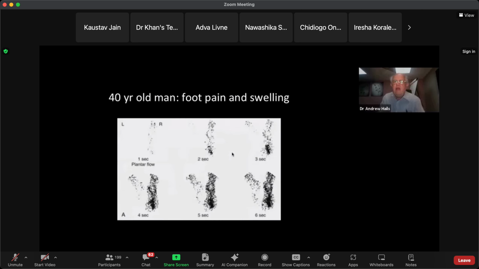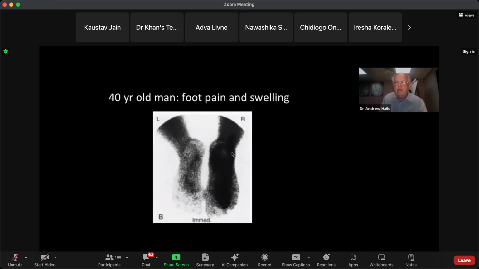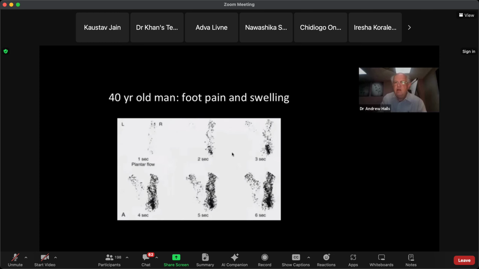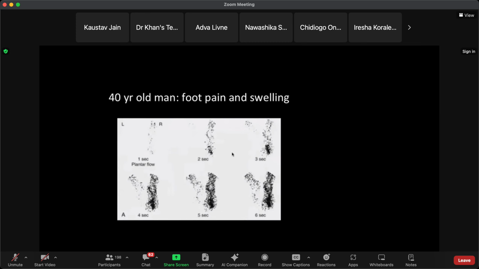Right. Okay. So, a 40-year-old man with foot pain and swelling. I've got these 3 sets of pictures. What can you tell me about them? So these are several images of a bone scan. This initial image is the initial blood flow, which shows what I think is normal uptake on the right side, but reduced rate of uptake on the left.